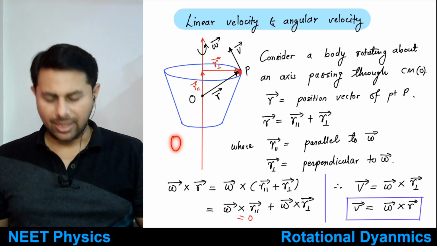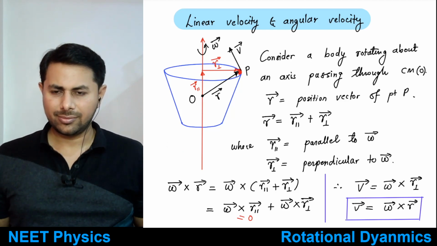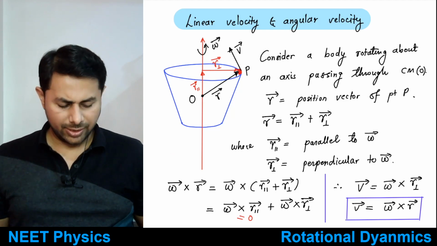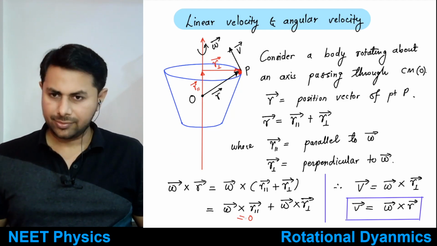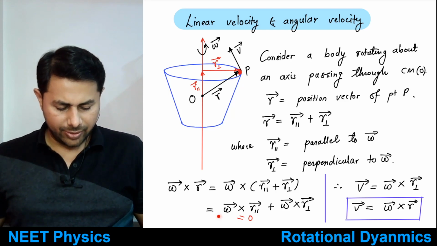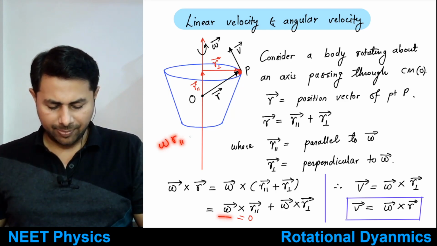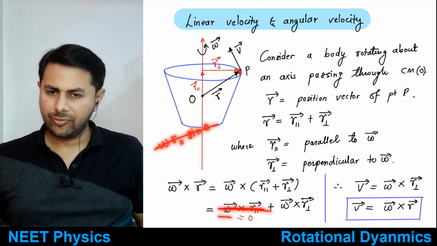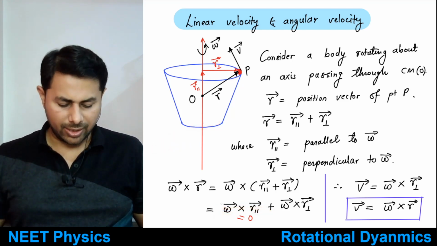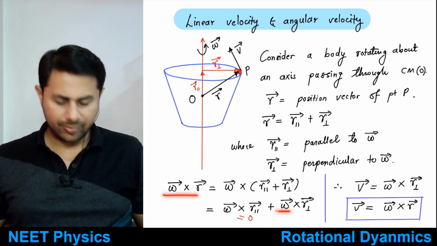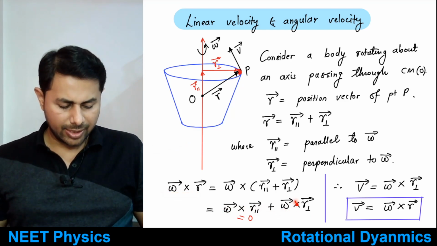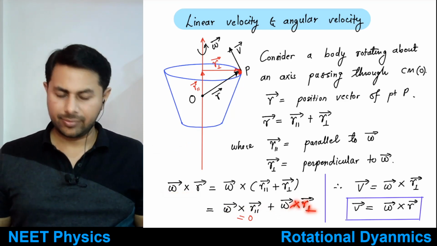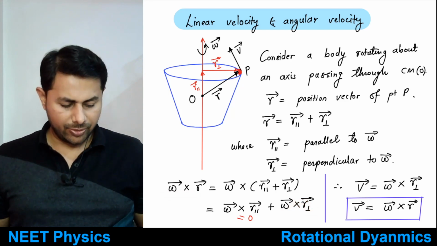The angle is 0, right? Yes, no? Okay, so that angle is equal to 0, and therefore you have omega multiplied by r parallel multiplied by sine 0. Sine 0 is 0, so this term will vanish, and what will you have? Omega bar cross r bar is just equal to omega bar cross r perpendicular.